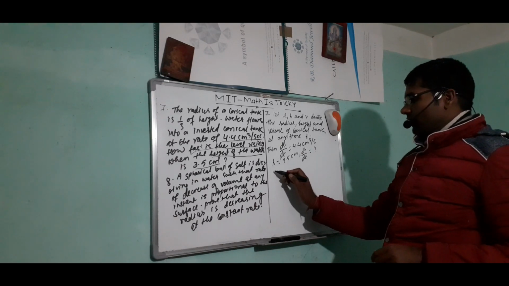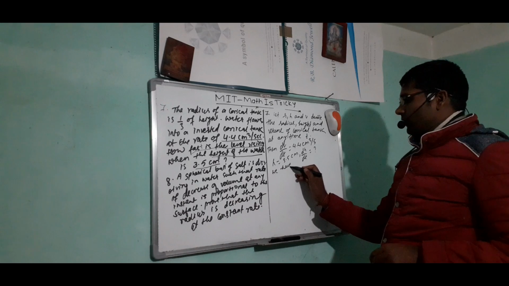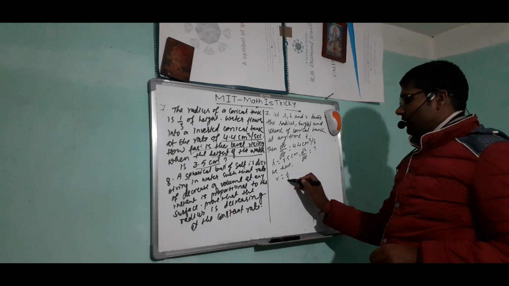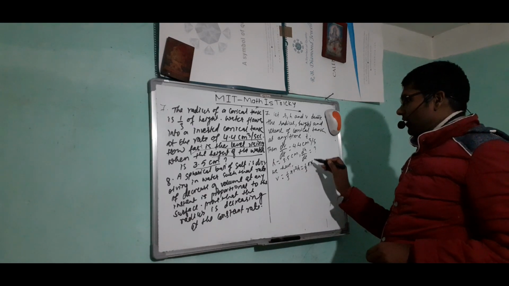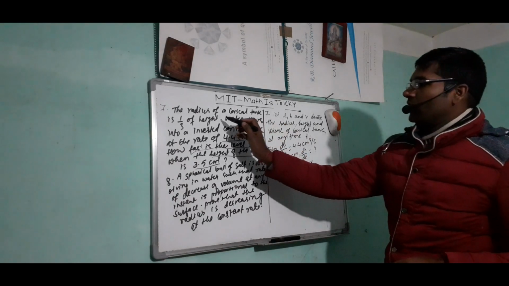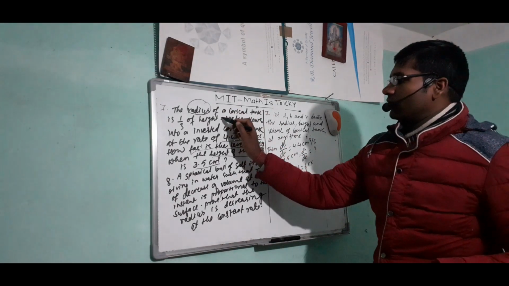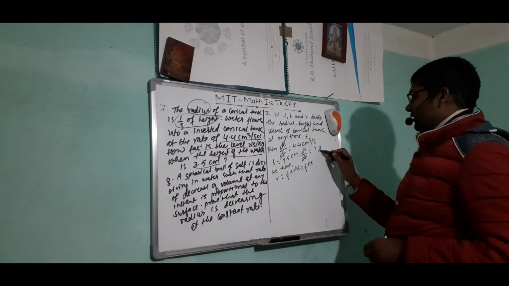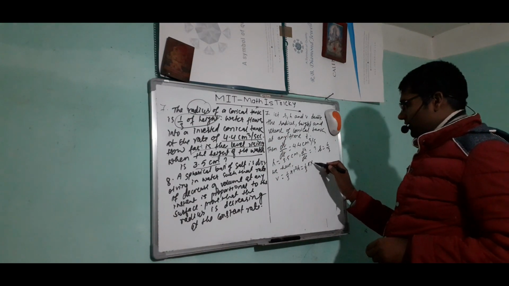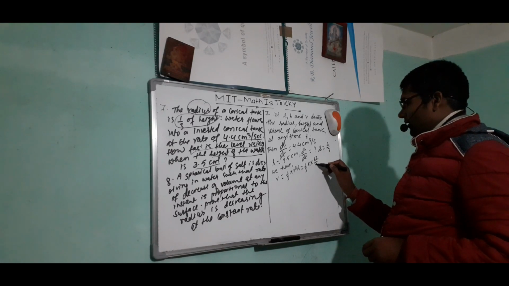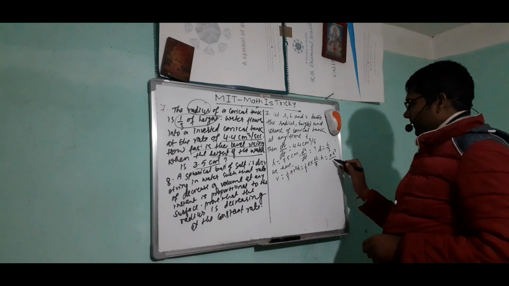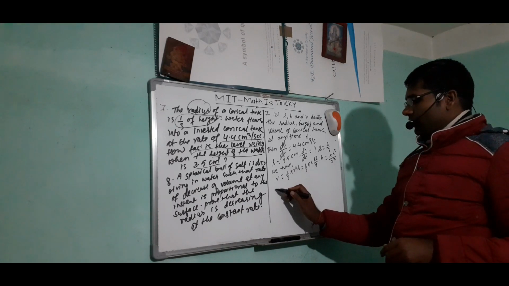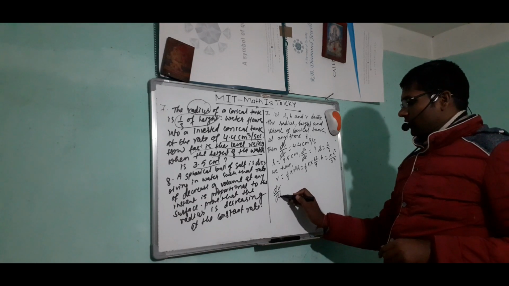So let's use the formula. We have v equals 1 by 3 pi r square h. Here we are given the radius is 1/3 of the height, meaning r equals h by 3. So we can use r square will be h square by 9, into h. It gives pi h cube by 27.